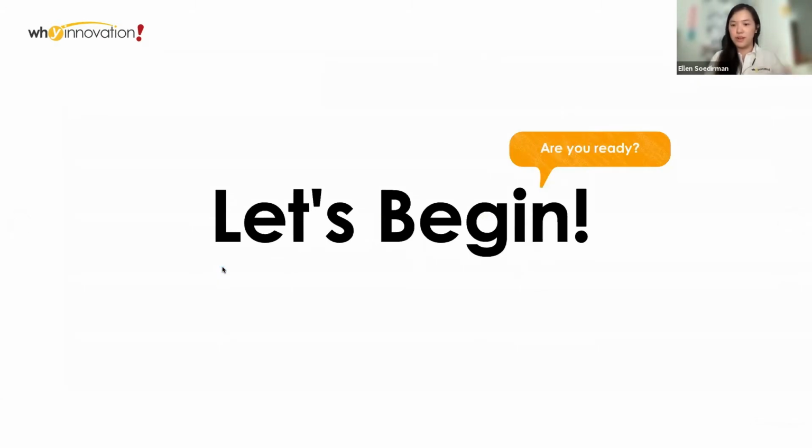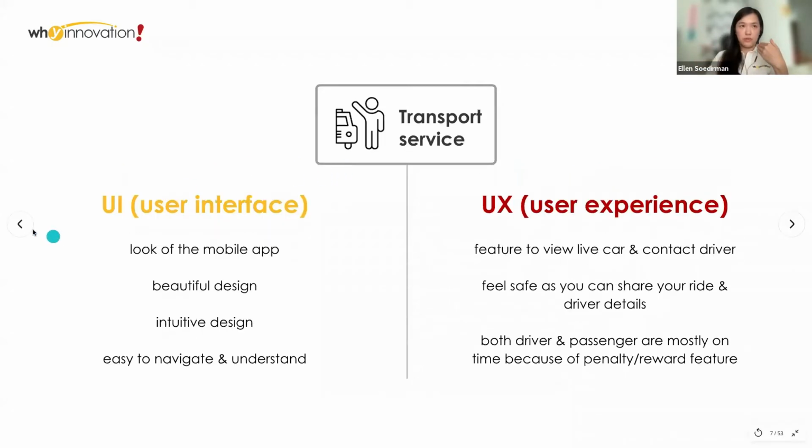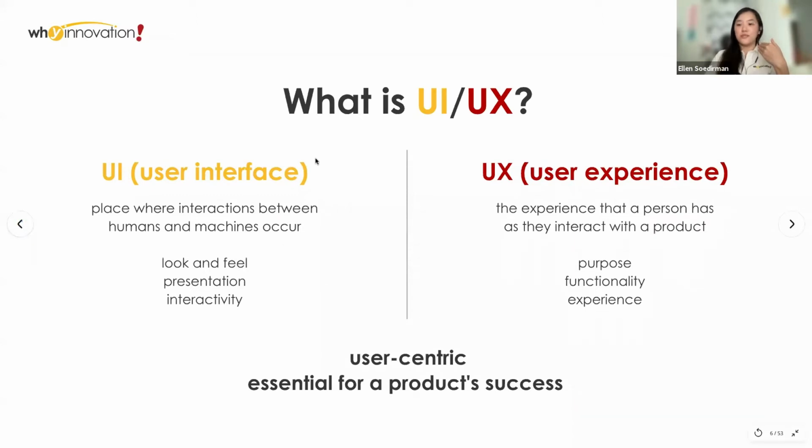Okay, everybody ready? Okay, so let's start with UI and UX. I think this is quite a popular topic nowadays. So what is UI and UX? UI stands for user interface. So UI is the place where interactions between humans and machines occur. So in other words, it's the screen, right, on the phone. So that's the UI. It is the look and feel, the presentation, the interactivity.